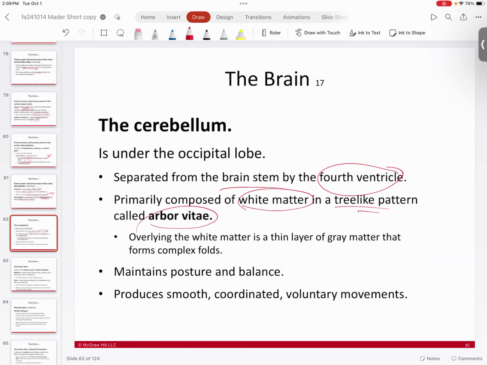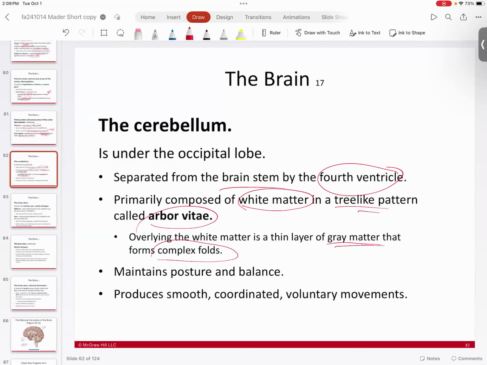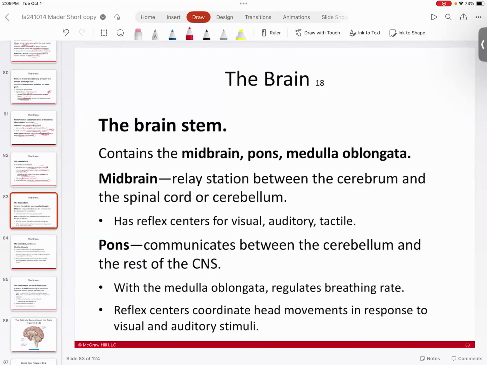And on top of this white matter is a thin gray matter sheet that forms little complex folds. And we'll see this actually when we take a look at that again. This basically is important in your posture and your balance. And so that's an important component. So it produces smooth, coordinated, voluntary movements. Without the cerebellum, you would have very jerky, discoordinated types of movements.